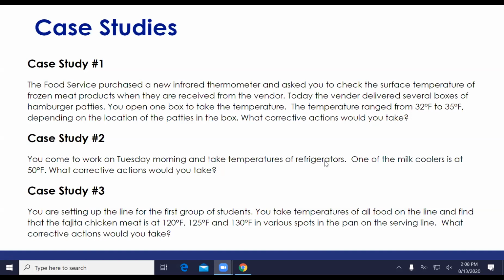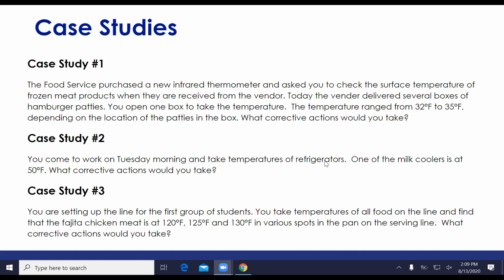You could accept the delivery if the patties are going to be used within the next one to two days and can be stored in the refrigerator. You can accept the delivery, but contact the food distributor to let them know that the temperature standards are not being met. And the last one, you definitely need to let them know if the patties are not solid and have a temperature of 32 to 35 degrees.